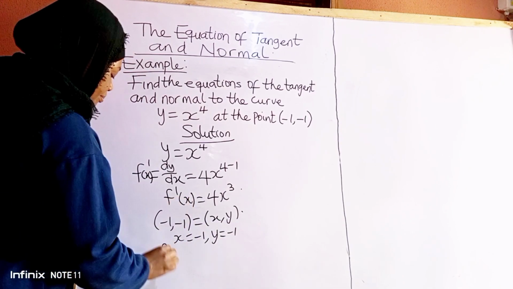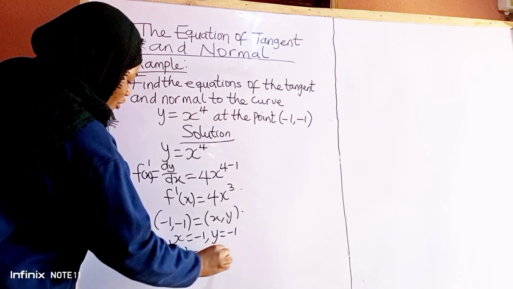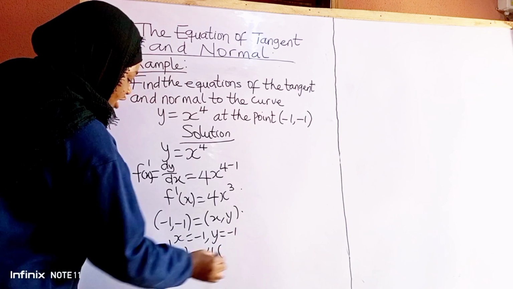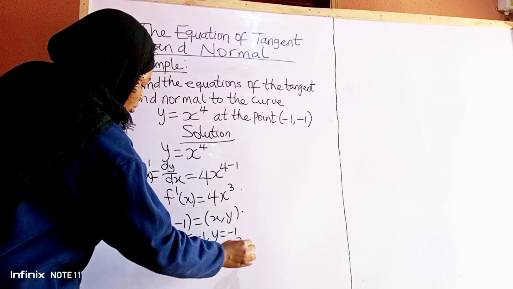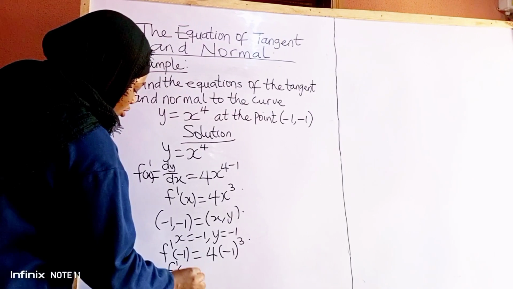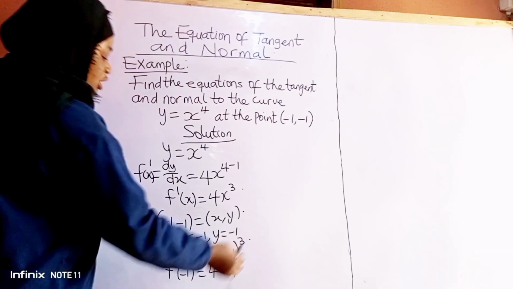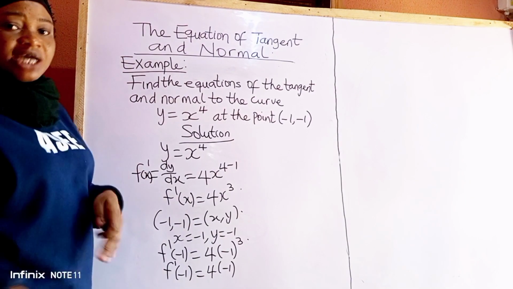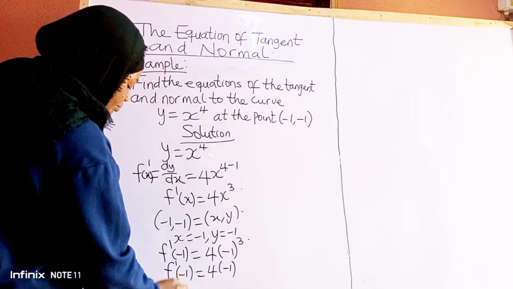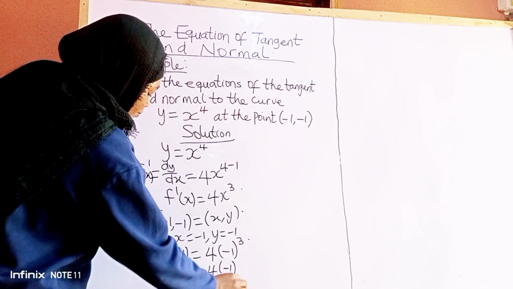So f prime of minus 1 will give us 4 into brackets. Anywhere I see x, I'm going to put minus 1 raised to power 3. So f prime of minus 1 will be equal to 4 multiplied by minus 1 raised to power 3, which will give me minus 1. So f prime of minus 1 will be equal to minus 4.